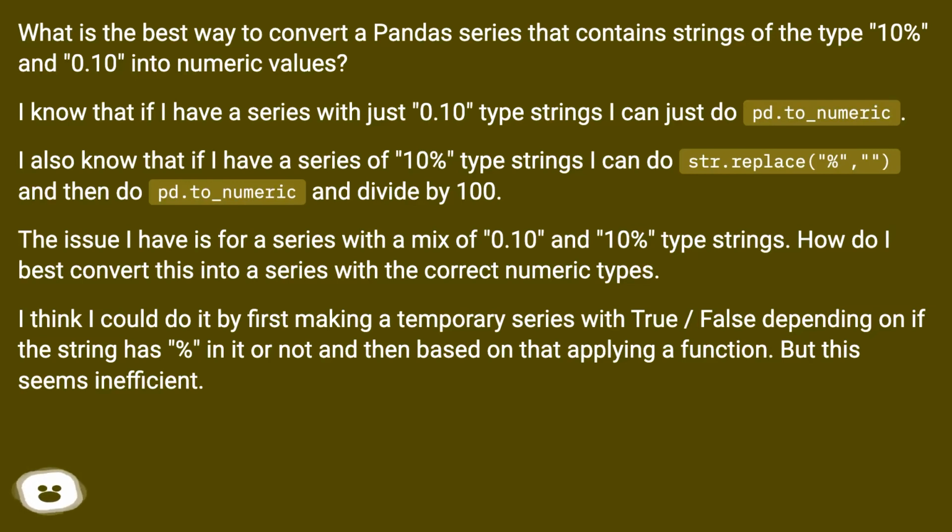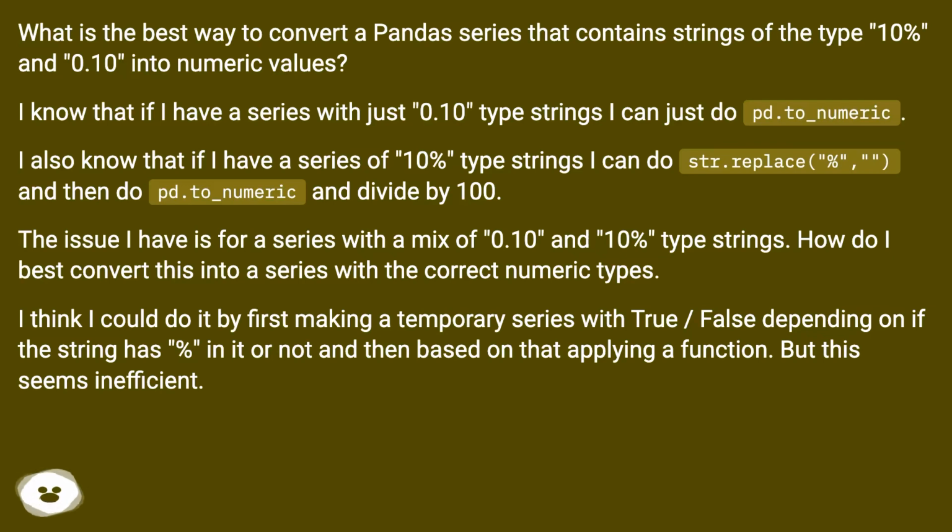I also know that if I have a series of 10% type strings I can do str.replace %, and then do pd.to_numeric and divide by 100. The issue I have is for a series with a mix of 0.10 and 10% type strings. How do I best convert this into a series with the correct numeric types?